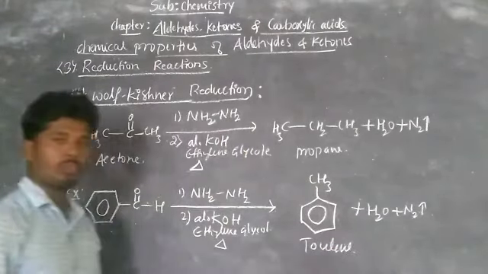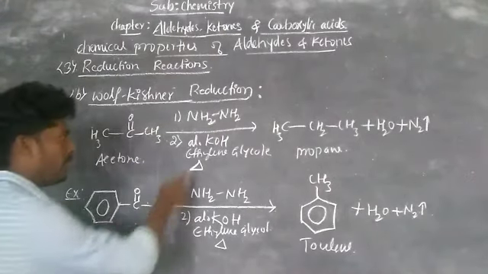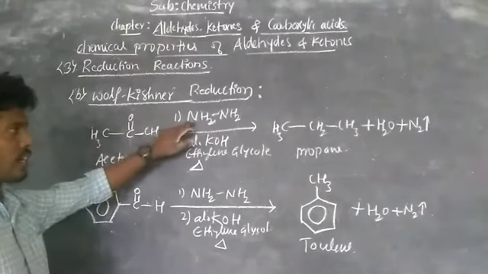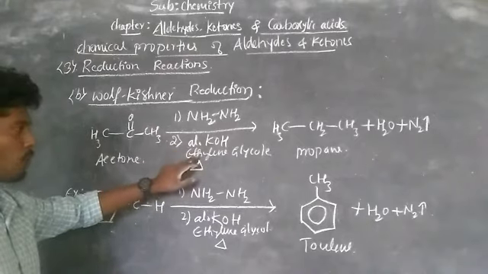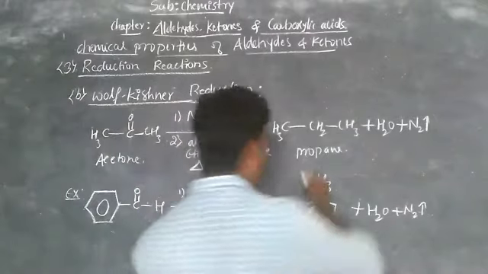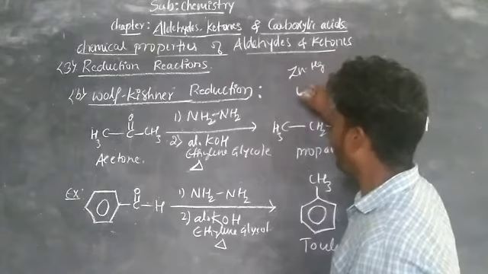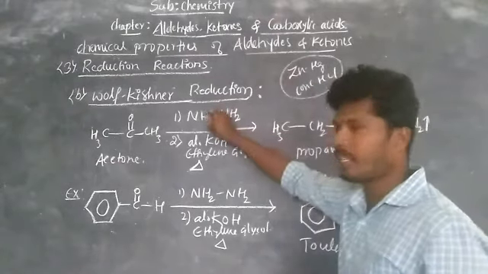Both the Wolff-Kishner reduction and Clemmensen's reduction are the same, but the reagents are different. The Wolff-Kishner reduction uses hydrazine followed by alcoholic KOH or sodium hydroxide in the presence of ethylene glycol, with heating. But in Clemmensen's reduction, we use zinc amalgam and concentrated HCl. Here there is only one reagent, but there two reagents.